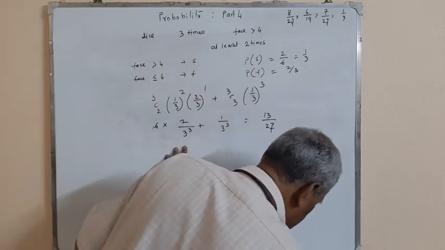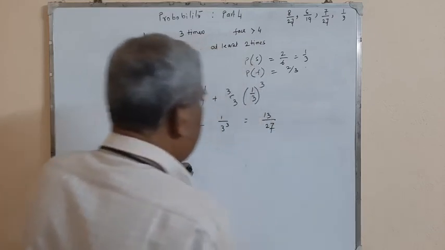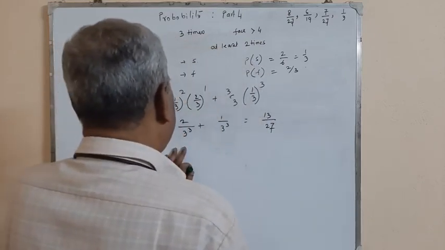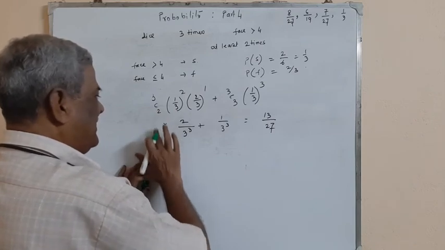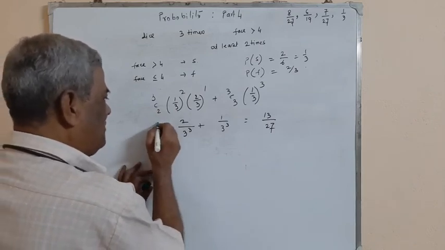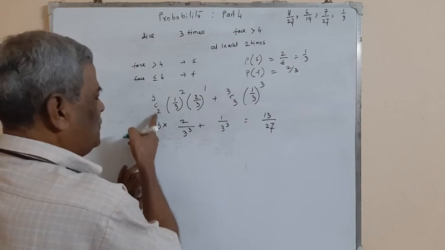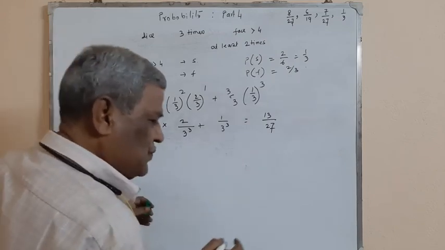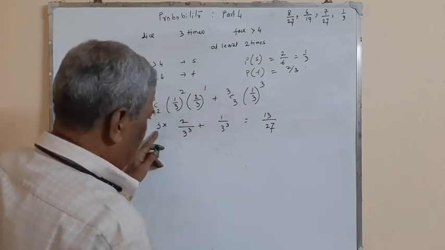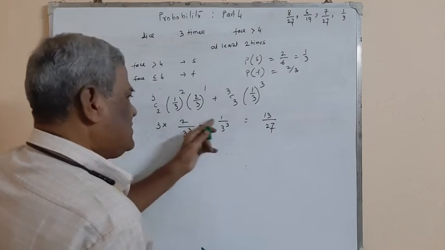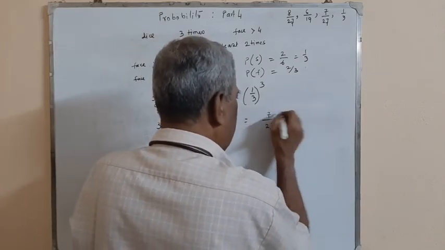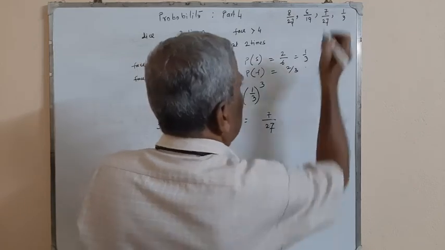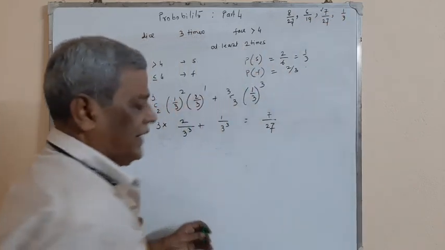Oh, sorry. This is actually 3. Sorry, 3C2. 3C2 is nothing but 3C1, which is 3. So it is 6 plus 1, 7 by 27. Very sorry. So 7 by 27 is our correct answer.